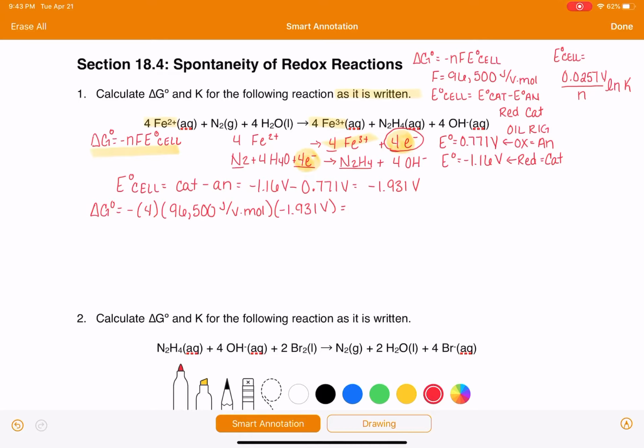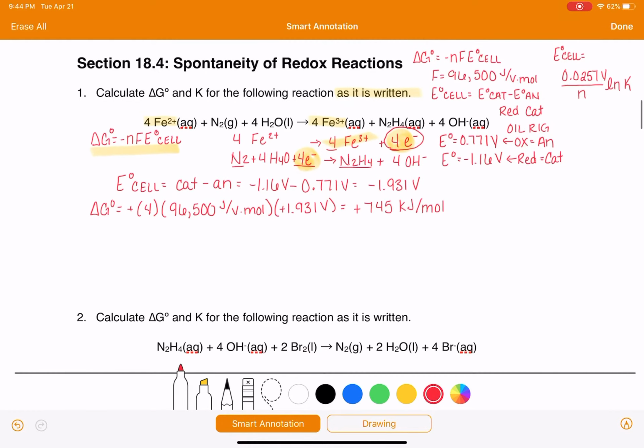Don't forget to pay attention to the negative signs here. We're going to get a positive delta G. It's a pretty big number, so I'm going to immediately convert it into kilojoules by dividing by 1,000. And I am going to get positive 745 kilojoules per mole. Again, I just did that joule to kilojoule conversion immediately because it was a very big number. So there's the first part.